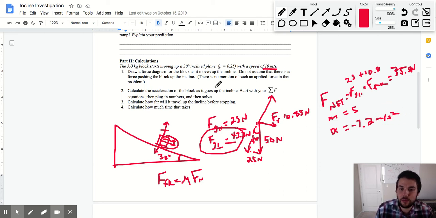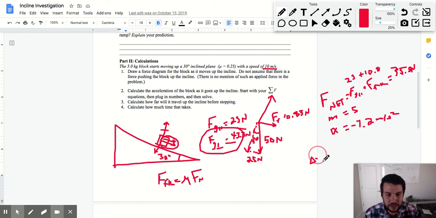And then what I need to be able to do is figure out two different components. I need to use kinematics to find delta x, and I need to use kinematics to find t. So if I want to find t first, I know that my acceleration is negative 7.2, my initial speed is 10, my final speed is 0.